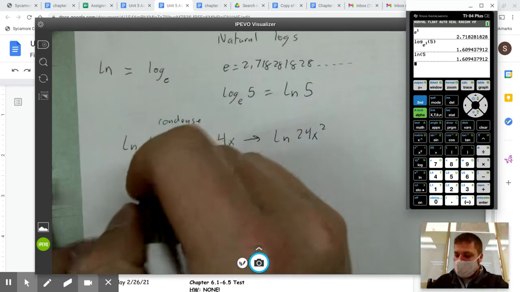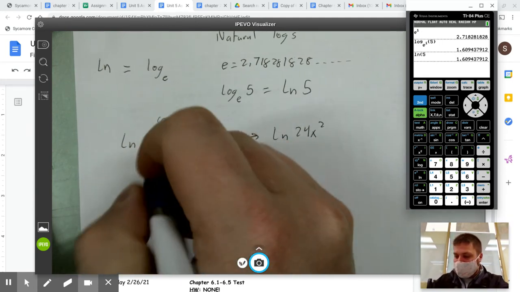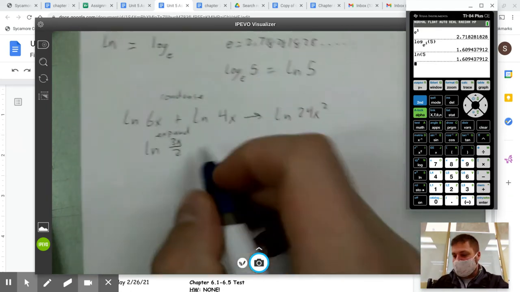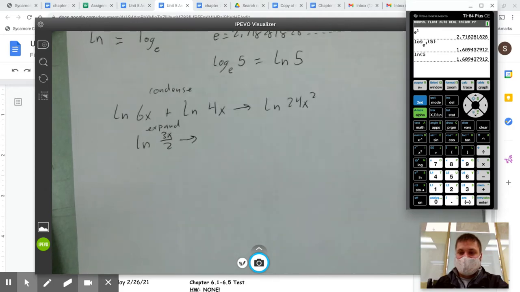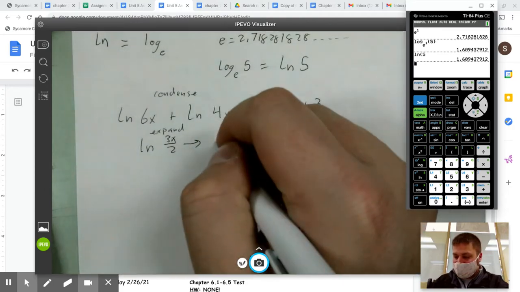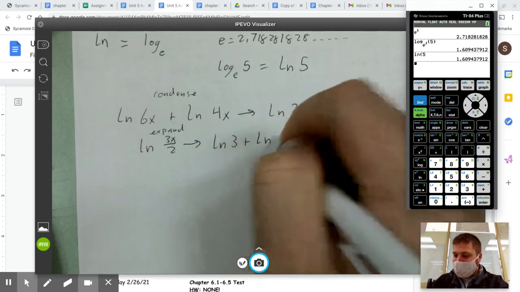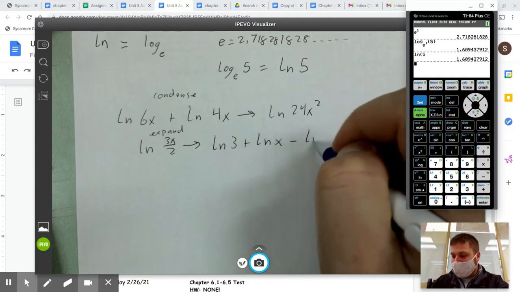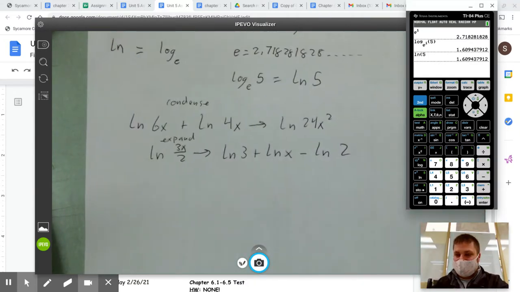If I had something like ln of 3x over 2 and I wanted to expand, that means I want to write this as many logs. Every time I see multiplication, I'll turn it to addition. Every time I see division, I'll turn it to subtraction. So that is ln of 3, I see multiplication, plus the ln or natural log of x, I see division, minus ln or the natural log of 2.